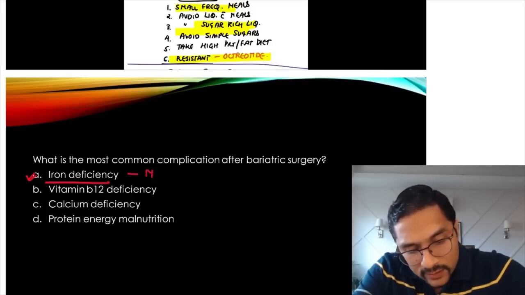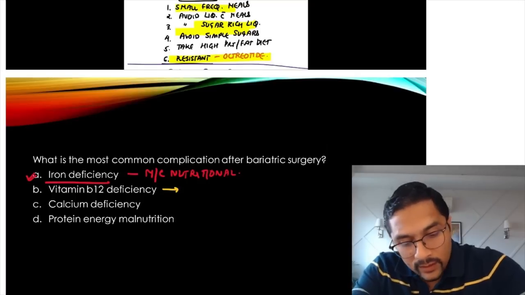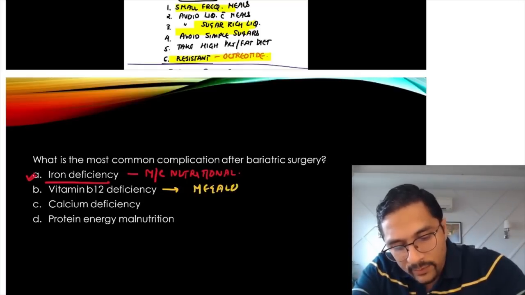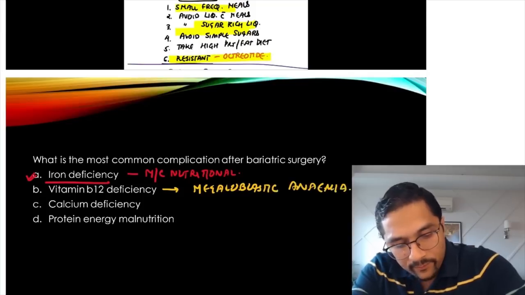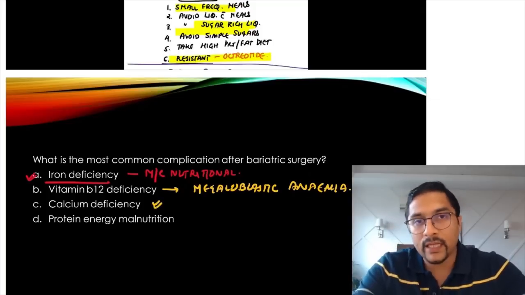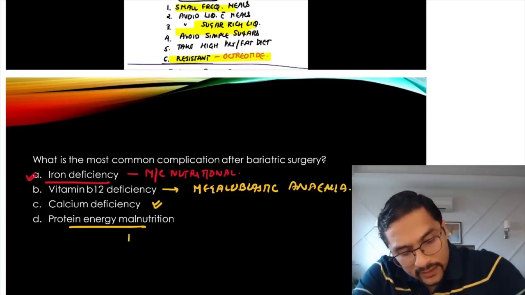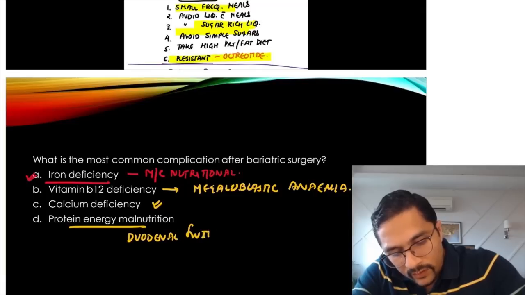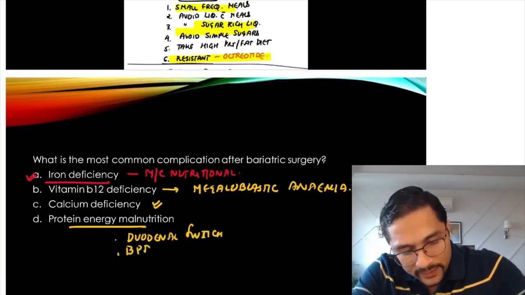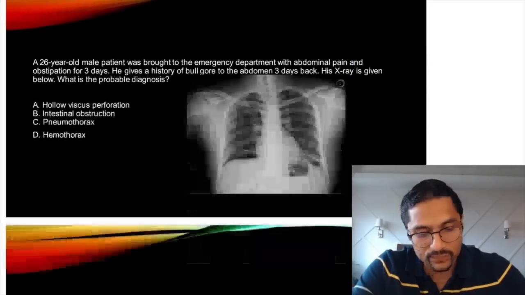So iron deficiency is the most common nutritional deficiency following bariatric surgery. Vitamin B12 deficiency can also occur, but this will give rise to megaloblastic anemia. So that was what was asked last year. Calcium deficiency can also be seen. Protein energy malnutrition is only seen in certain types of bariatric surgeries like duodenal switch and BPD, that is biliopancreatic diversion. You will not see protein energy malnutrition in all bariatric surgeries.